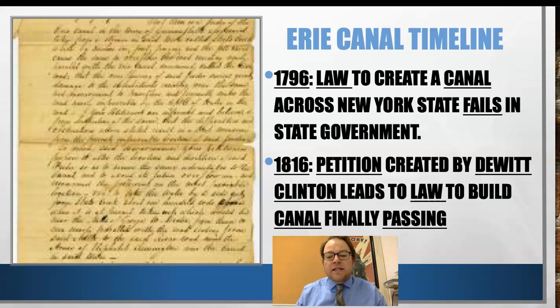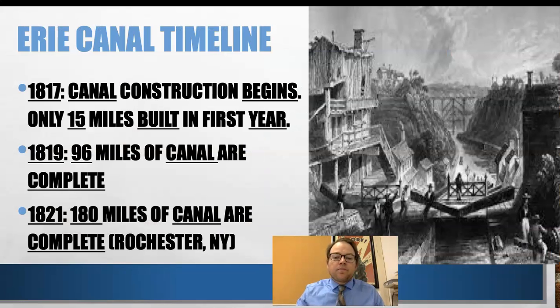The government is very impressed by this and brings up the law again, and this time it passes. So in 1816, we've got a law that says it's going to incorporate and allow companies and different entities to build a canal that is going to go from the west, Lake Erie, to the Hudson River in the east and connect those two bodies of water.